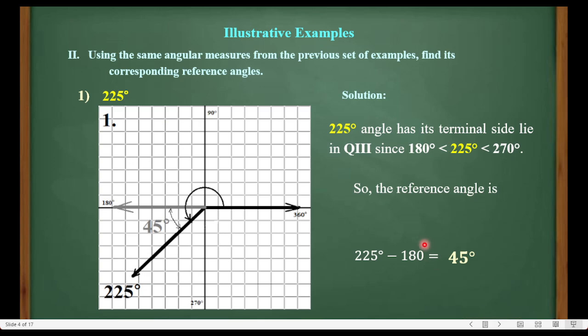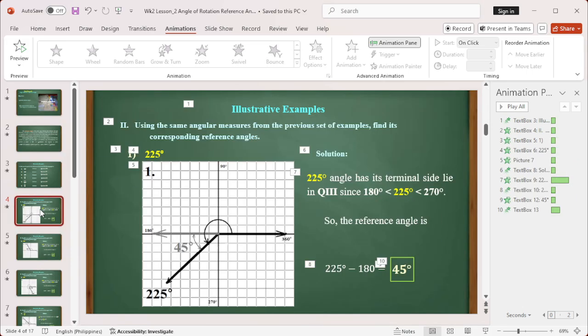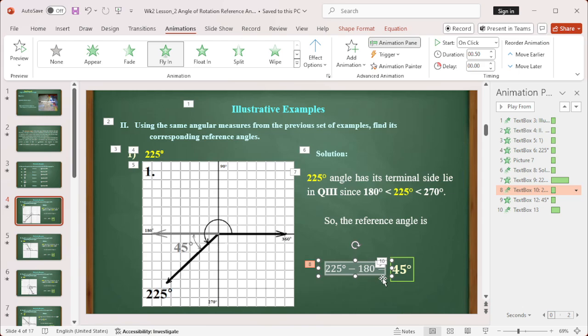So this is actually 180 degrees. Okay, now just to make sure, let us correct this.